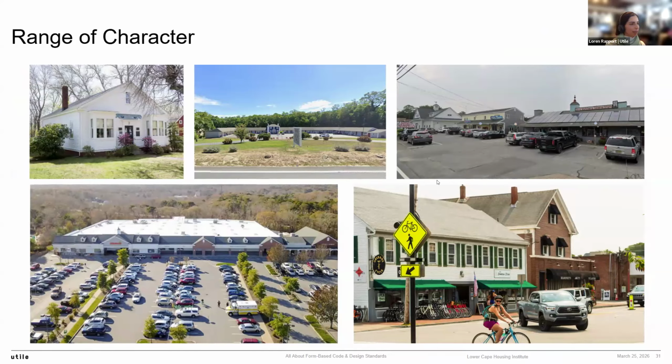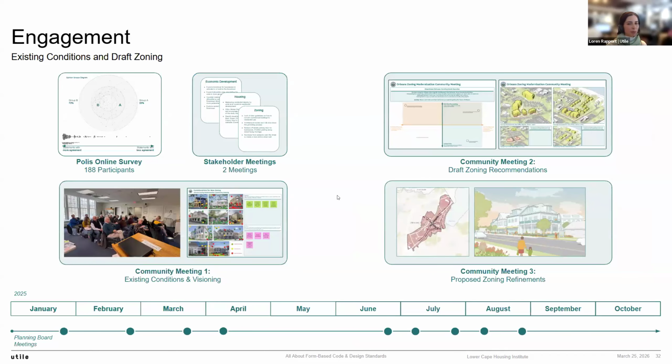These are just a few more examples of the wide range of character that we see within the study area today. Our process was an impressive 1 year long. We were excited to get going in the spring of last year. We really started with understanding the constraints and opportunities of the existing zoning so that we knew what we needed the new zoning to respond to.